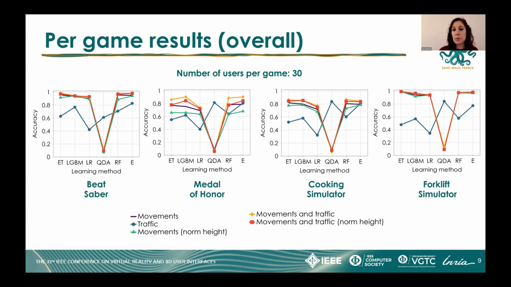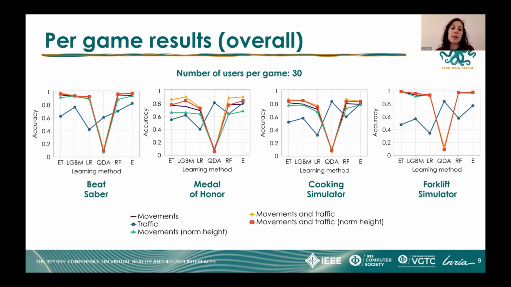The first thing that we can see is that actually all the methods perform quite well with all the possible inputs. An exception is represented by the quadratic discriminant analysis, that probably has had an overfitting problem when dealing with movements. And in this case, we can see also that depending on the input and depending on the game, the specific model that has the best performance varies.